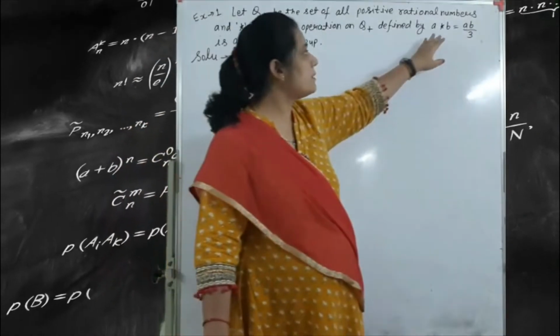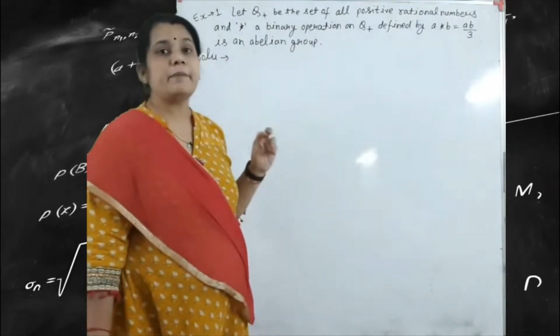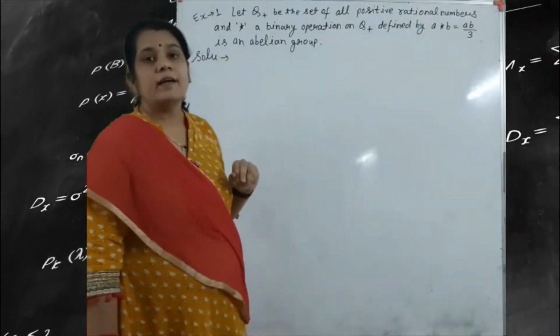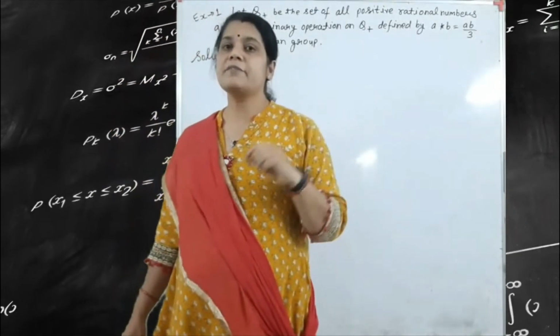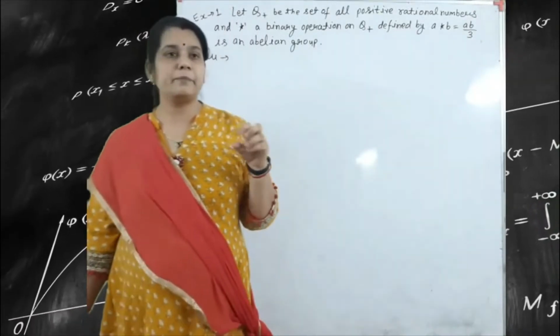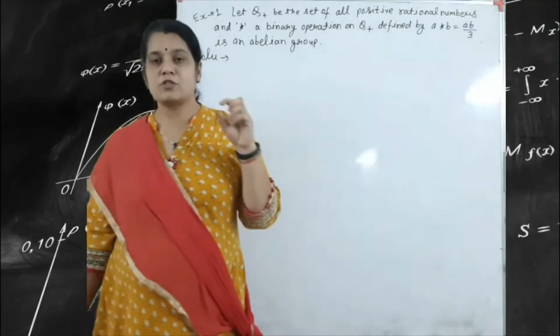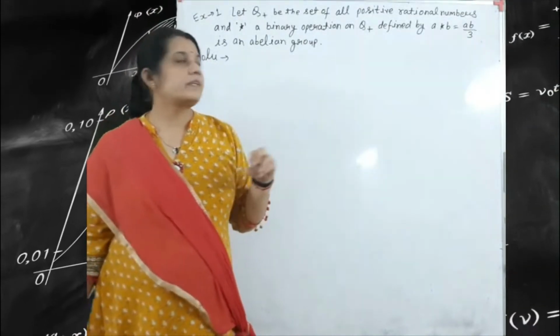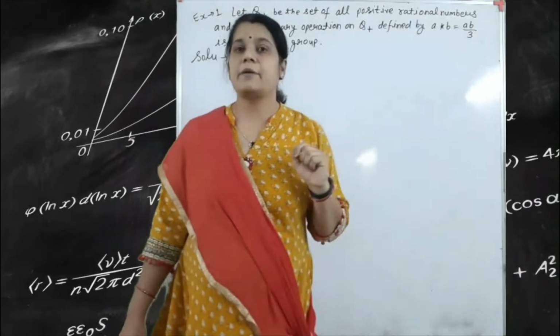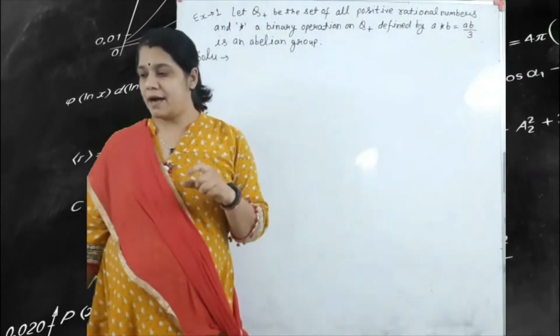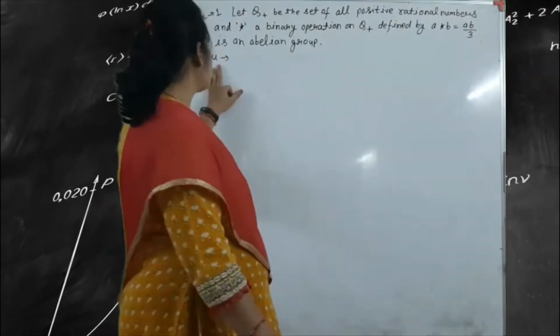So A star B is equal to AB by 3 is an abelian group. So here we use A and B, both elements belonging to Q plus, and the operator is A star B is equal to AB by 3. Okay, so let's start the solution.